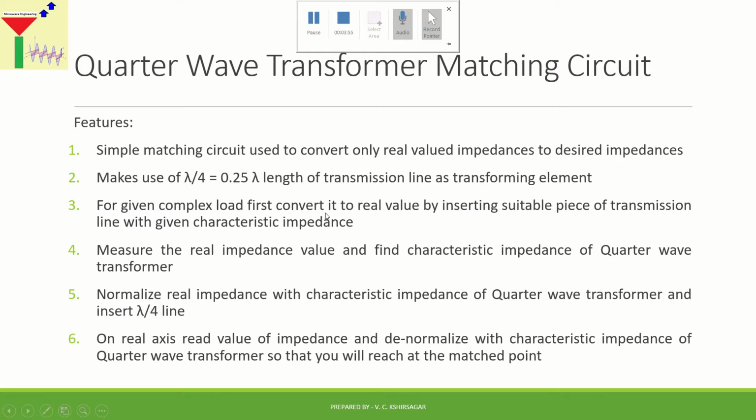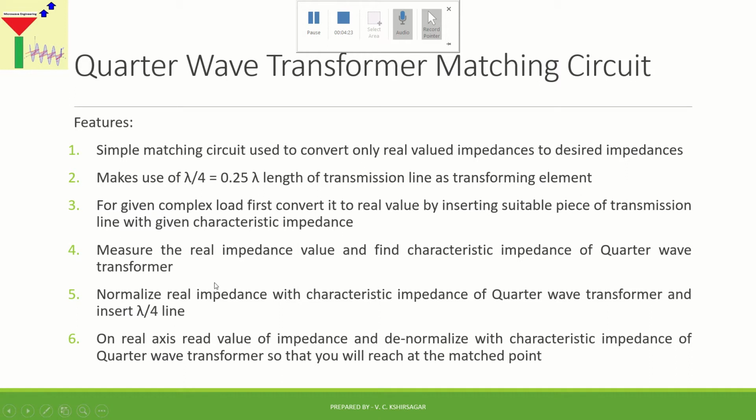The next procedure is to measure the value of the real impedance on the real axis, and with this value we will find the required characteristic impedance of the quarter wave transformer. These are the simple steps. We will explain it first, and then step by step we will execute it, and I will show you how to design this matching circuit.